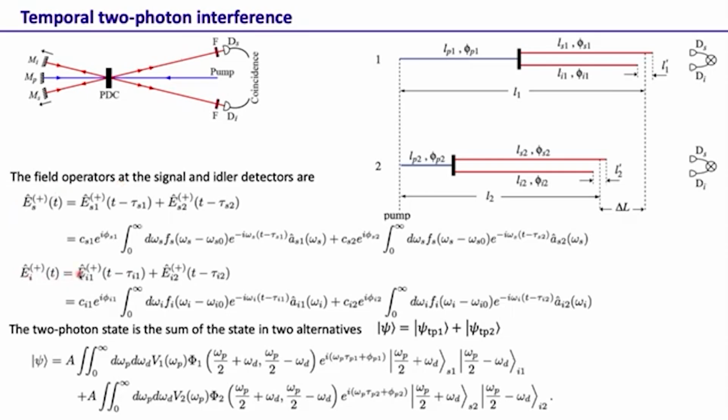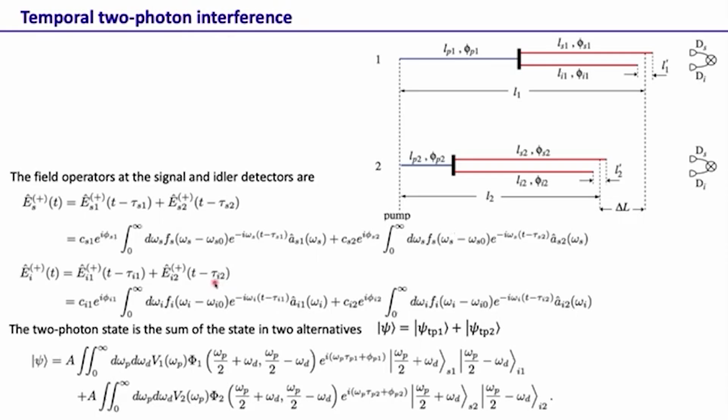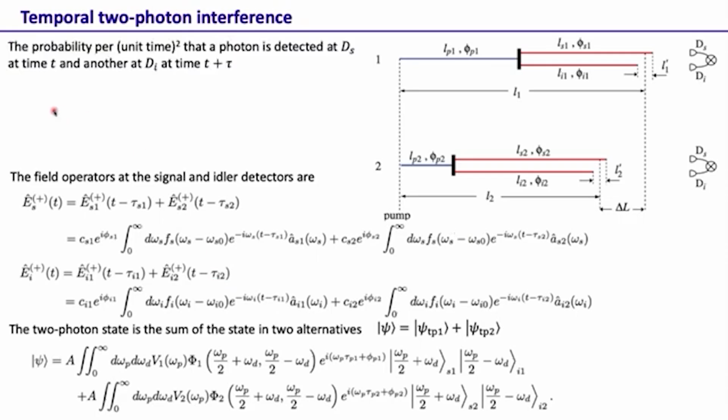So now once we have the field operators, we have the state. Again, the state is right at the exit face of the crystal, and we have these operators at the detector in terms of the operators right at the exit face of the crystal as well. So now we can calculate the coincidence count rate, which is the probability per unit time squared that a photon is detected at the detector ds at time t, and another photon at detector di at time t plus tau.